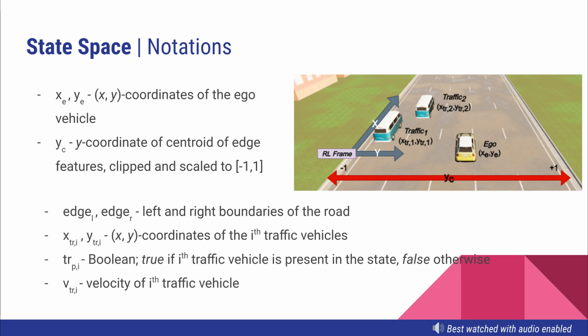Edge L and Edge R represent the lateral road boundaries. XTRI and YTRI represent the X and Y coordinates of the ith traffic vehicle. TRPI is a boolean representing the presence of the ith traffic vehicle in the scene, and VTRI is the velocity of the ith traffic vehicle.